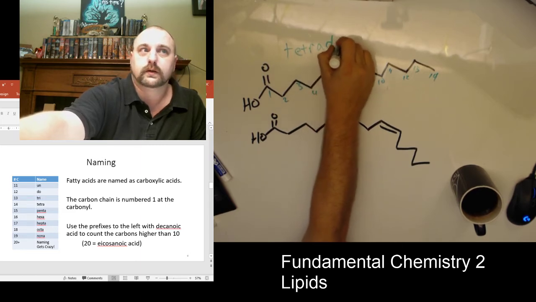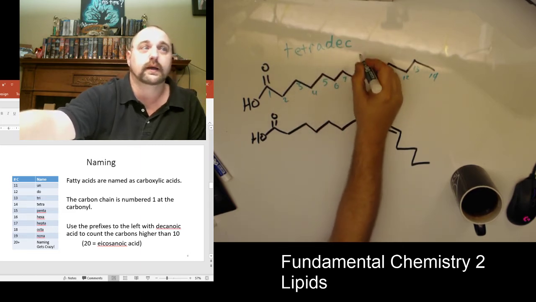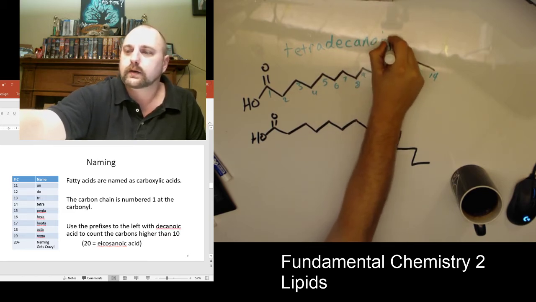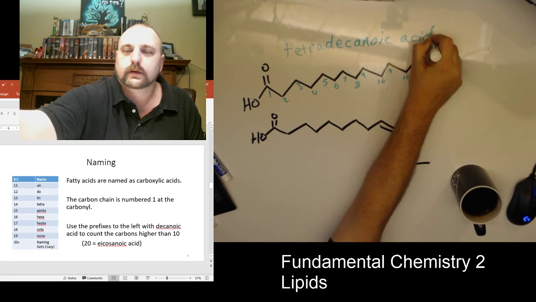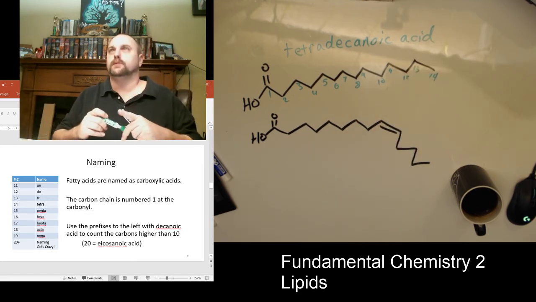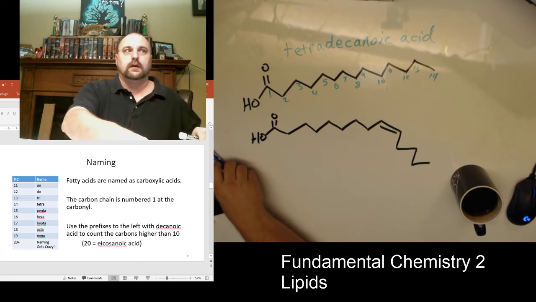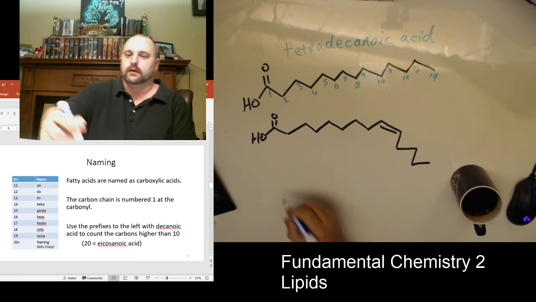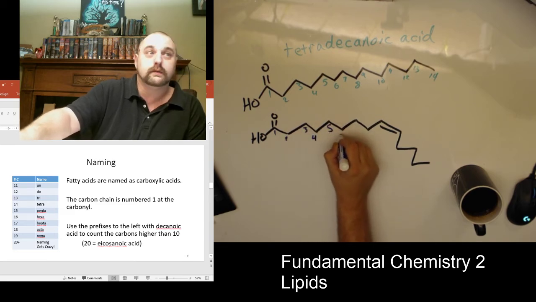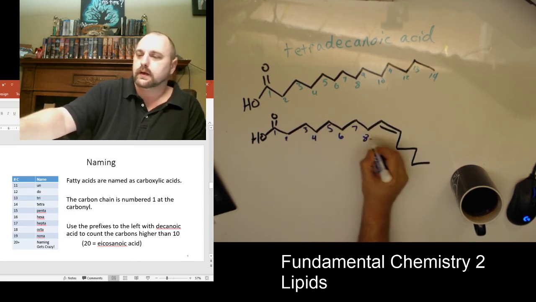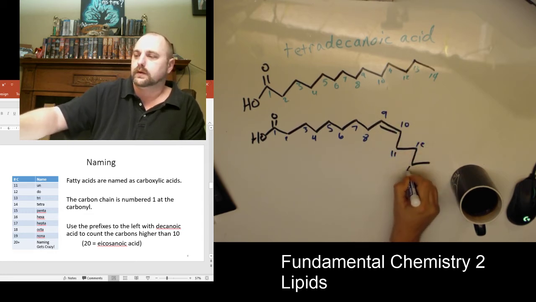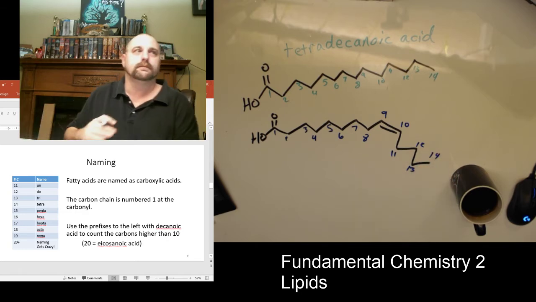tetra, and instead of decane, drop the E, add oic, and then acid. Tetradecanoic acid. Alright, a little bit of a glare today. Maybe the blue would be better. 1, 2, 3, 4, 5, 6, 7, 8, 9, 10, 11, 12, 13, 14.